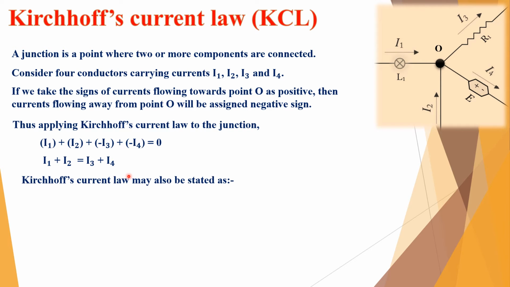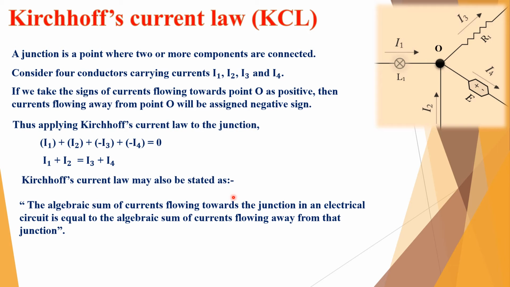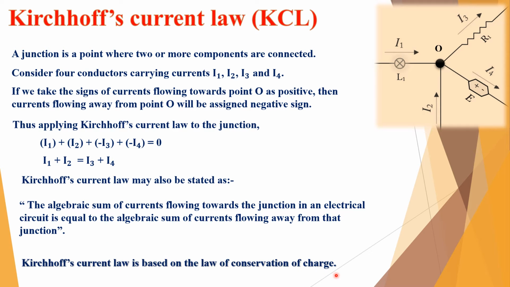Kirchhoff's current law may also be stated as: the algebraic sum of currents flowing towards the junction in an electrical circuit is equal to the algebraic sum of currents flowing away from that junction. Kirchhoff's current law is based on the law of conservation of charge, because electric current is flow of free electrons and they cannot accumulate at any point in the circuit. This is in accordance with the law of conservation of charge.